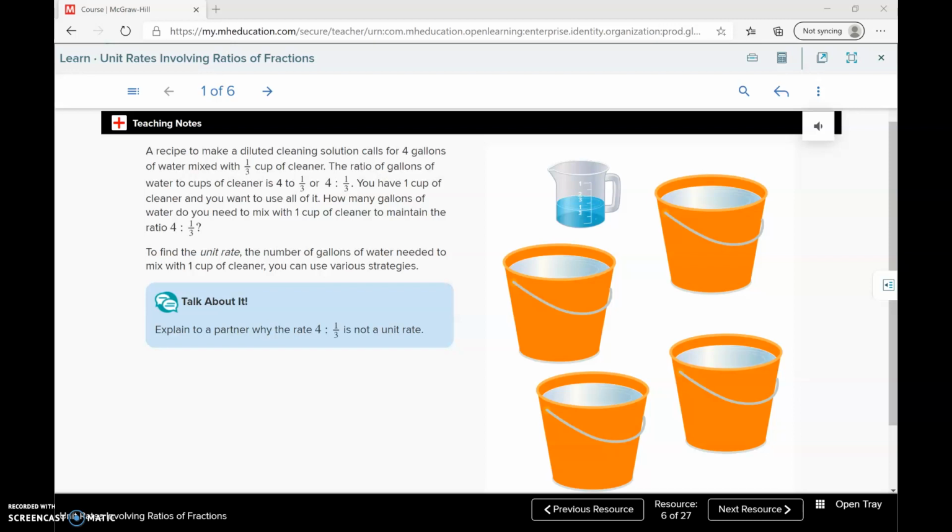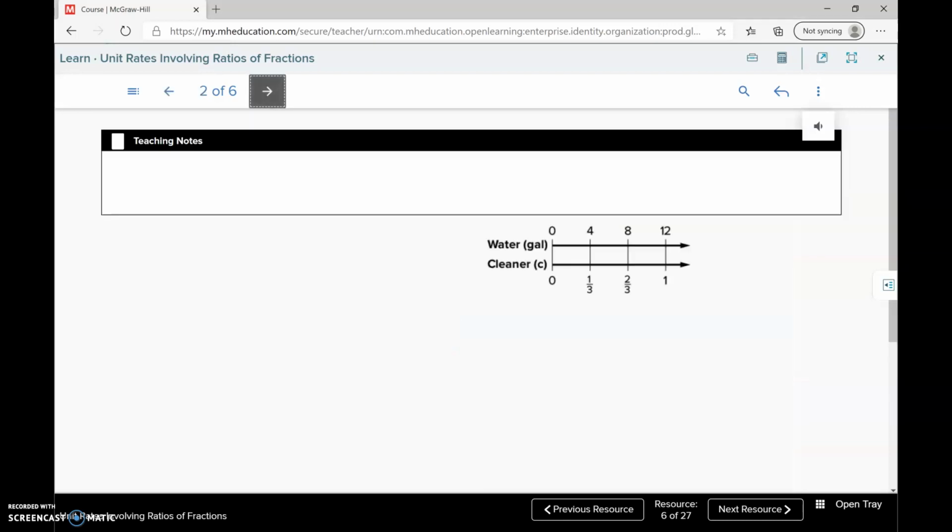So the unit rate, remember, a unit rate must be over 1. It must be over a full singular unit. So 4 gallons of water to 1/3 cup of cleaner is not a unit rate. So let's look through some strategies on how we can find that unit rate.